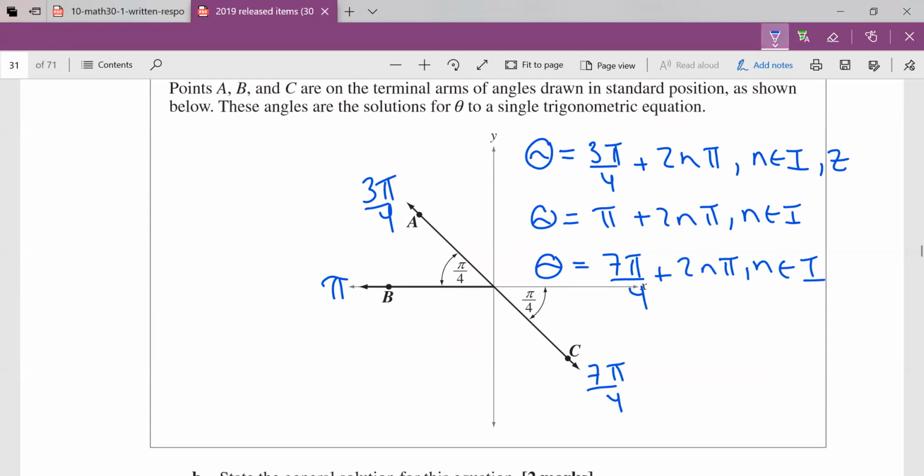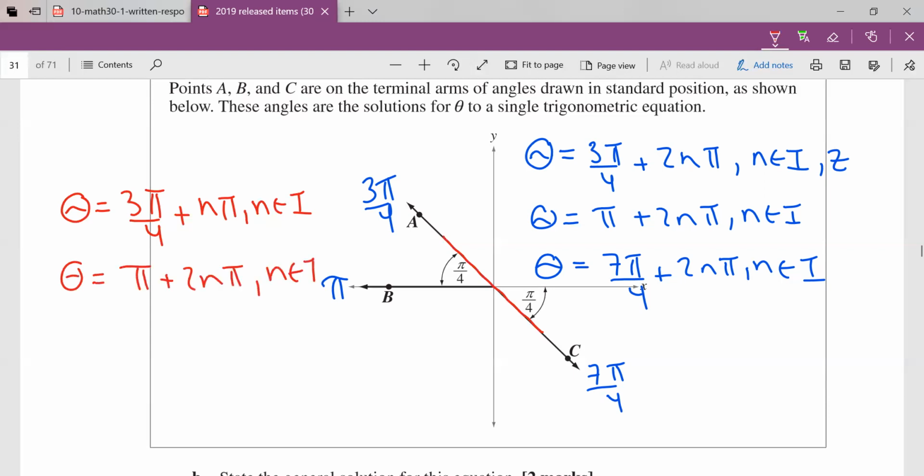A slightly better solution that I recognize is that the distance between 3 pi quarter and 7 pi quarter is pi, or 180 degrees. So another way that I could write this is this. Theta is equal to, I'm going to combine those 2 things together. So I'm going to say 3 pi quarter plus n pi, where n is a member of the integers. And again, I'm just going to leave pi off by itself. I could leave it just like that. Okay, so there it is.